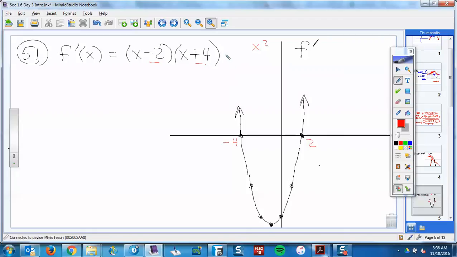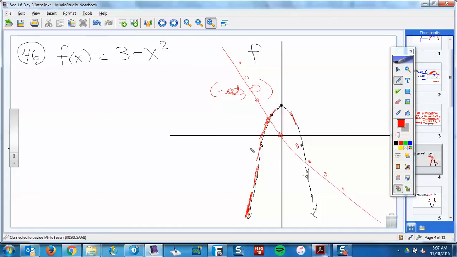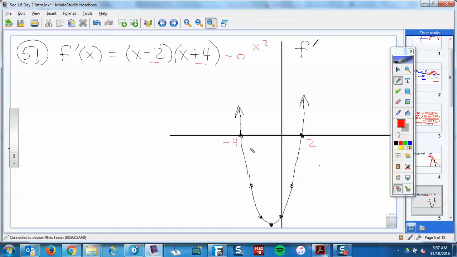If you set this equal to 0, if you want to know where this crosses, it's going to cross when this one is 0 or this one is 0. So my expectation, I'm not saying I'm going to do that on this quiz, but it certainly could be there. You know this is a parabola, it faces up, and it's going to cross at negative 4 and 2. There's no reason we can't graph this without a calculator. Same with the other one, 3 minus x squared. It's upside down, shifted up 3. So you had your calculators, that's fine, but there's no reason we couldn't have done these problems without a calculator. So just keep that in mind.